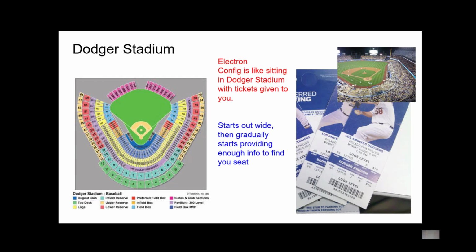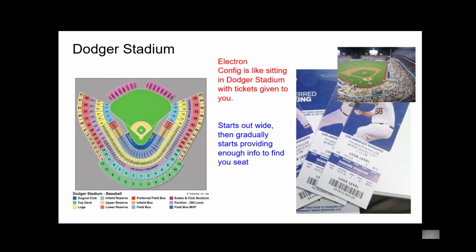So I'm going to break this down, and I'm trying to compare it to something that you can relate to, because students have a hard time learning this in the beginning. So we're going to use Dodger Stadium. You get a pair of tickets and you've never been to Dodger Stadium before. You need to find your seat. So you know that Dodger Stadium is where you're going, and then you have to go in more and more and more. So you start out very wide, and then gradually you will find your seat.